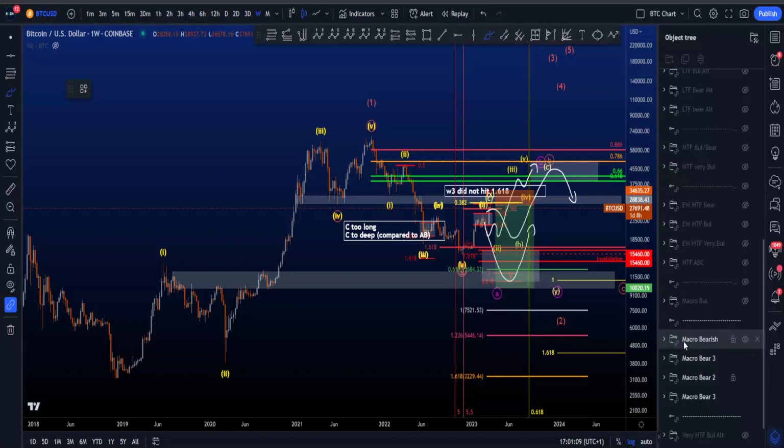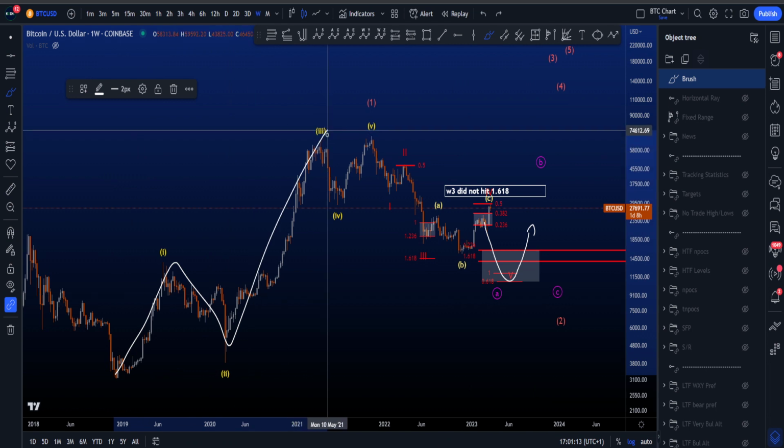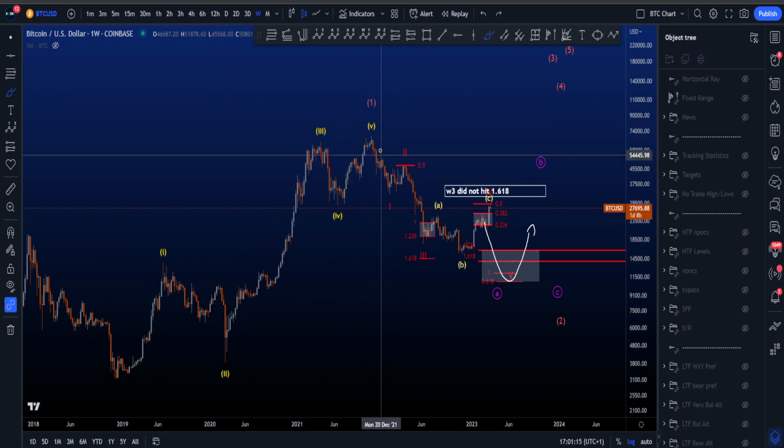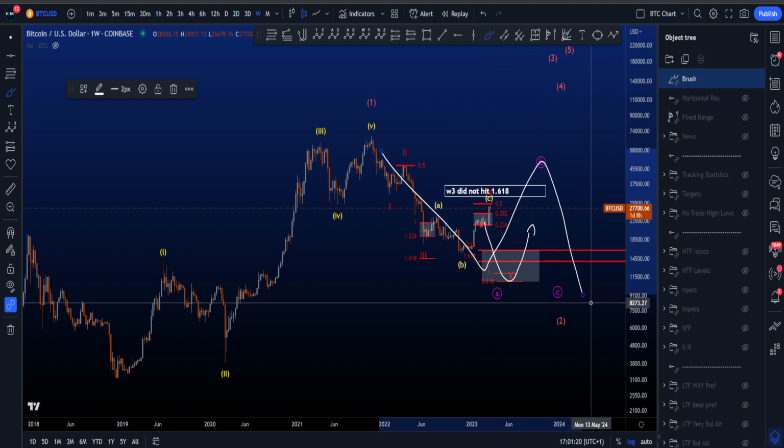Hi everyone, let's look at my 4 macro bearish scenarios in this video. The first one is that this is a 1, 2, 3, 4, 5 wave structure, followed by an impulsive A, 3 wave B, and then another impulse to the downside in a wave C.